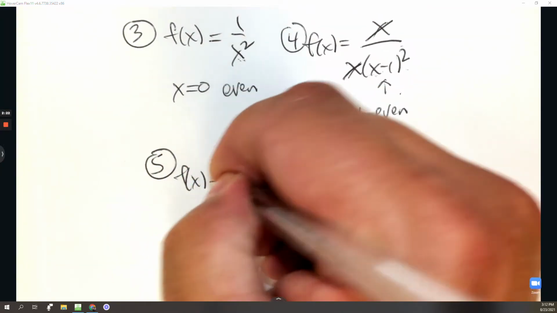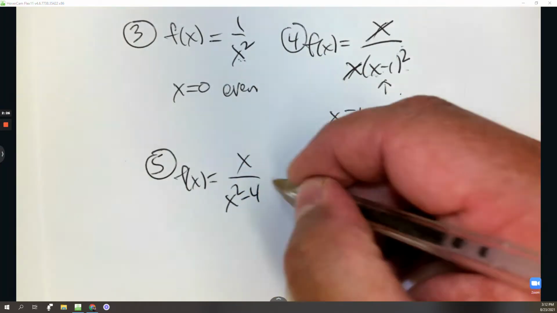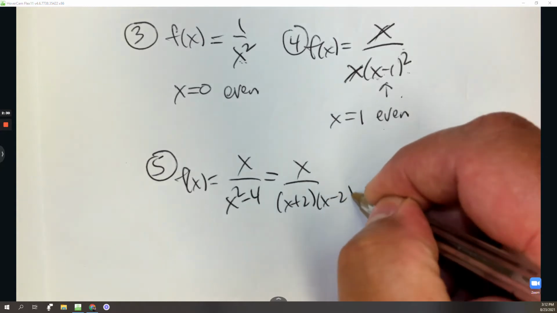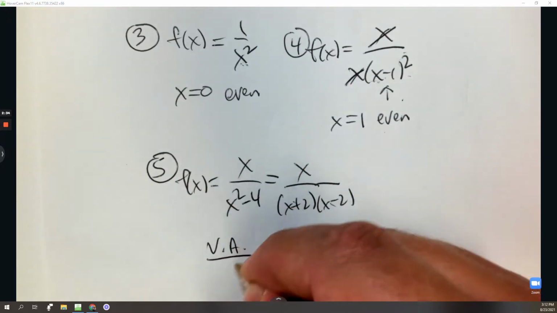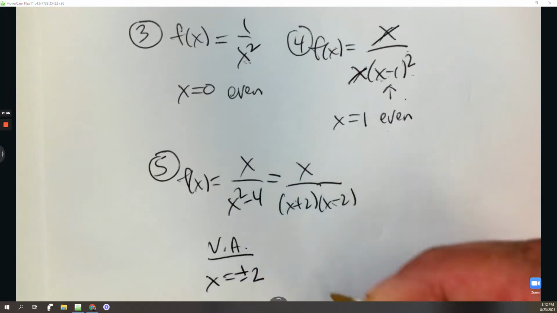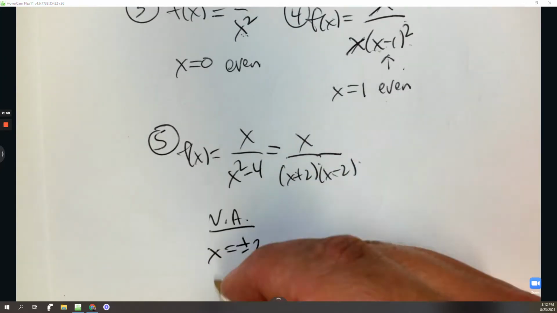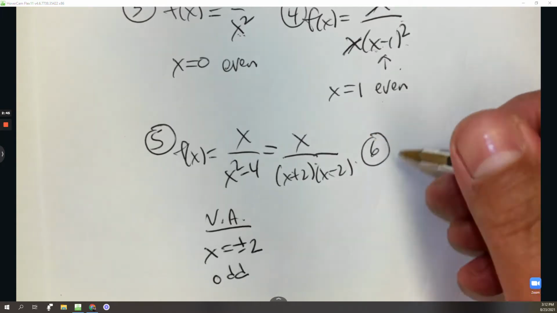F of x equals x over x squared minus 4. We need to factor this, difference of squares. Nothing is removable, so both of these are asymptotes, positive and negative 2. Both have odd exponents that you can't see, so they both are odd. Number 6.